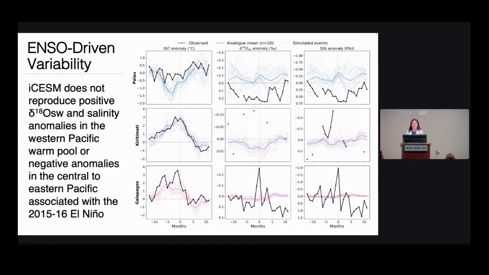We see a similar dampening at Christmas and Galapagos, where we see a freshening of delta 18 seawater and salinity, this anomaly going negative space, which is up on this y-axis. And again, the sign and amplitude is not replicated by ICSM here. This is especially important from a paleoclimate view using coral-based records, because this is exactly what coral-based records are recording when we think about hydrological ENSO-driven variability.